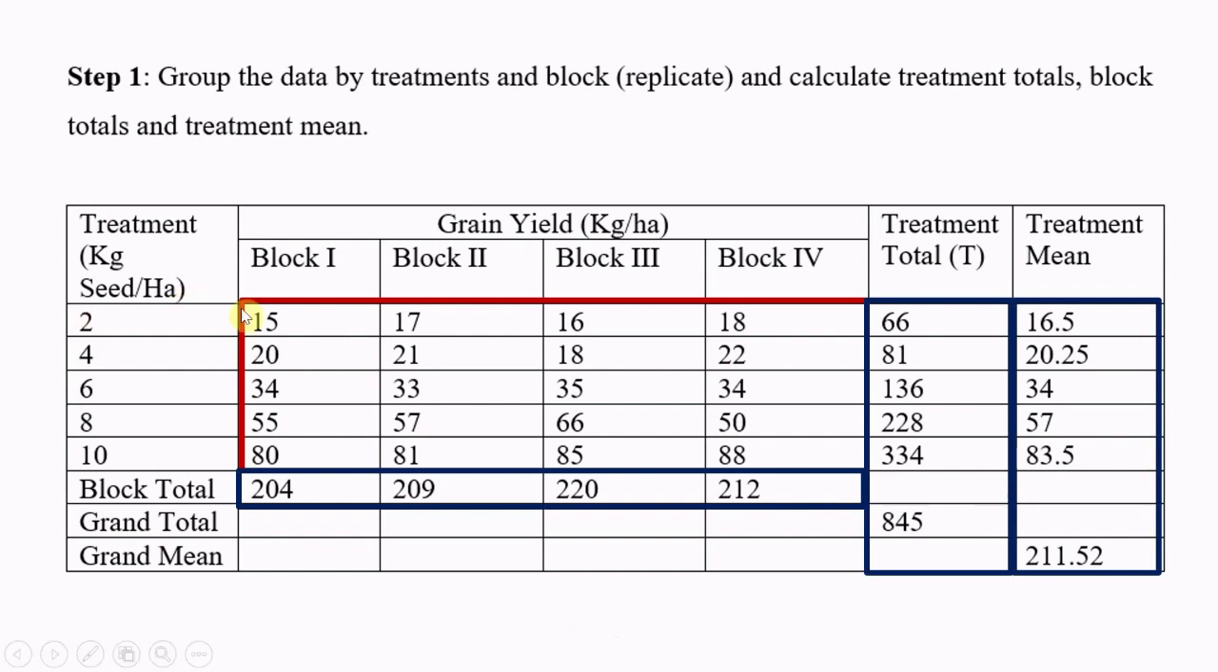So block basically means replicate. So you need not be confused about what a block is. Block is simply replicate, and these are the different treatment levels, and these parameters, the blue highlighted parameters, you have to calculate using a simple calculator. So the first step is to calculate the block total, treatment total, and treatment mean.